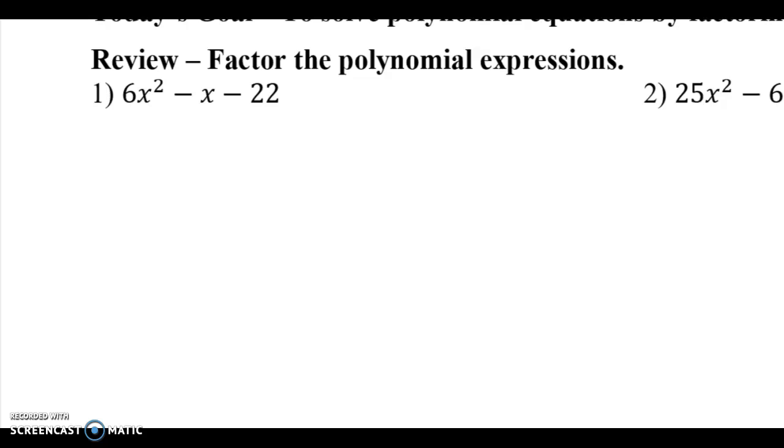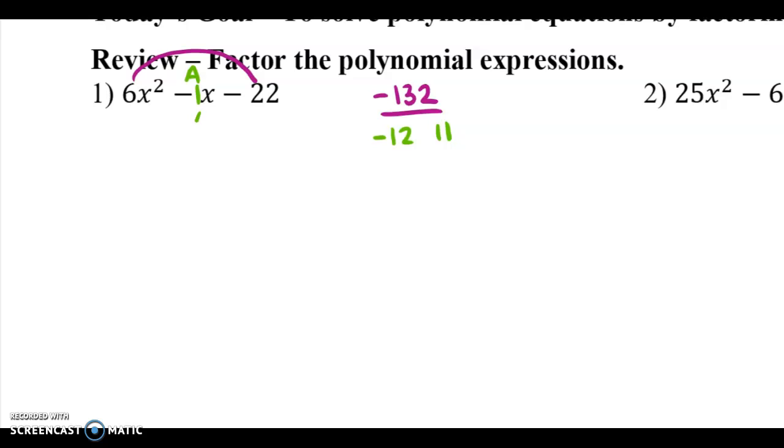There's no equal sign, so I don't have to figure out what it's equal to. So for this one, the leading coefficient right here, the 6, has a number there. It's not by itself, so I can't use add and multiply, so I have to use the British method. So I'm going to multiply the first times the last. So 6 times negative 22 gives me a negative 132. And I need two numbers that multiply to negative 132 and add to negative 1. That looks like it's going to give me negative 12 and 11.